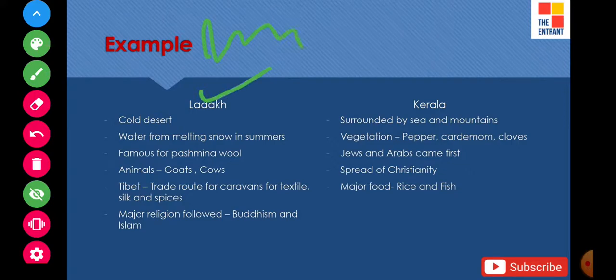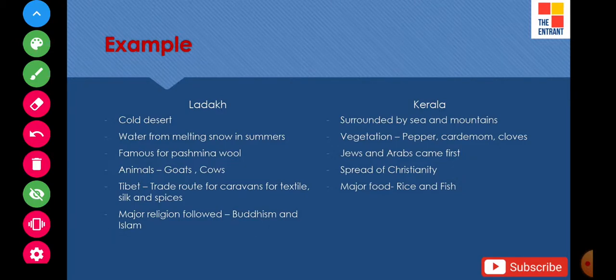Ladakh is a mountainous region. It is a cold desert. It is famous for its pashmina wools, which are very costly. The animals found are mainly goats and cows. Ladakh was used as a trade route to send textiles, silk, and spices. Ladakh used to connect India to Tibet. It had many passes, so it used to connect India to many other regions. The major religions followed here are Buddhism and Islam.